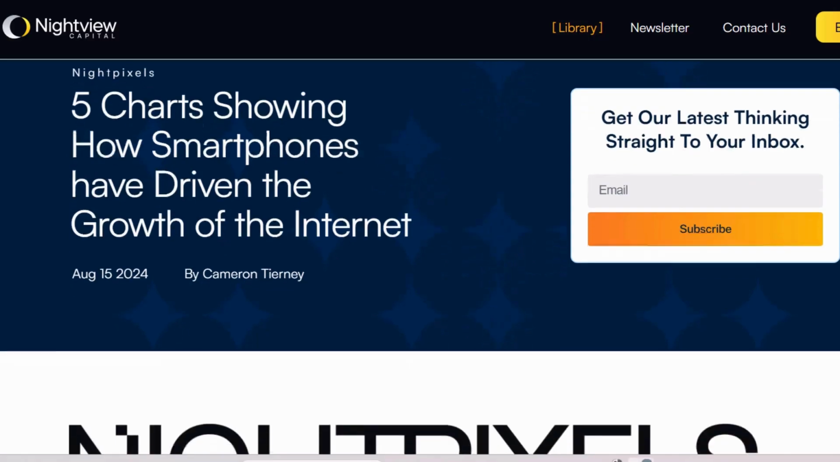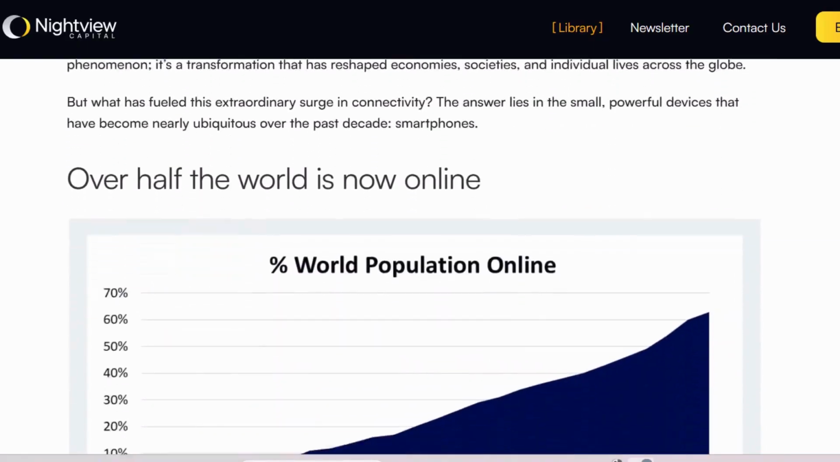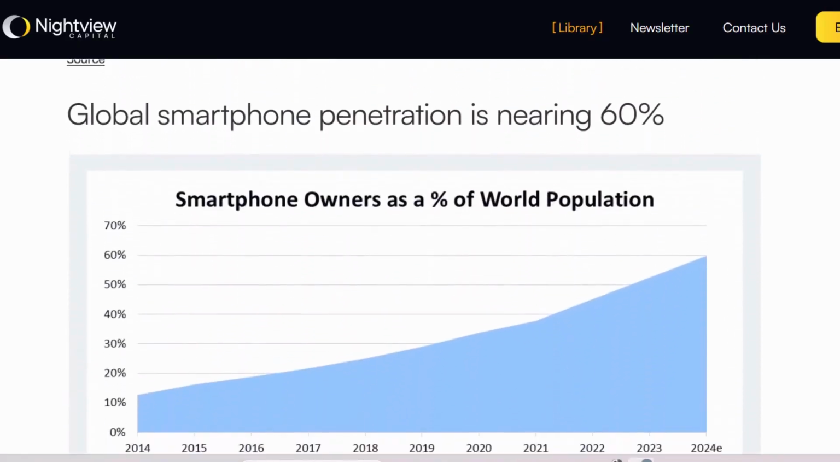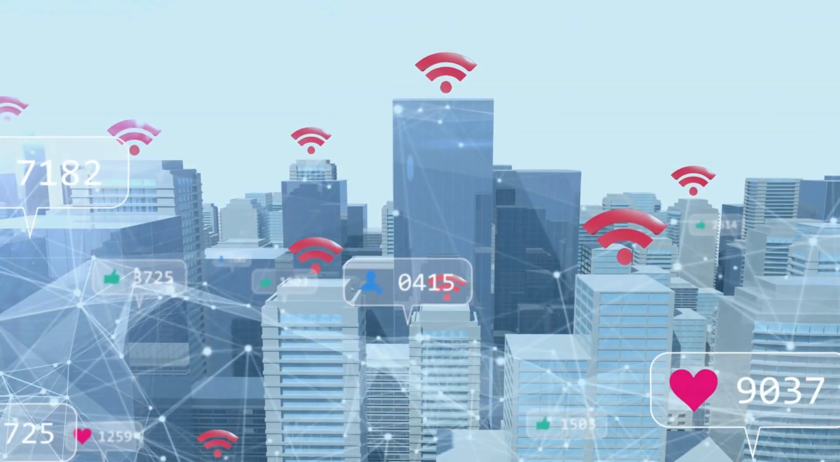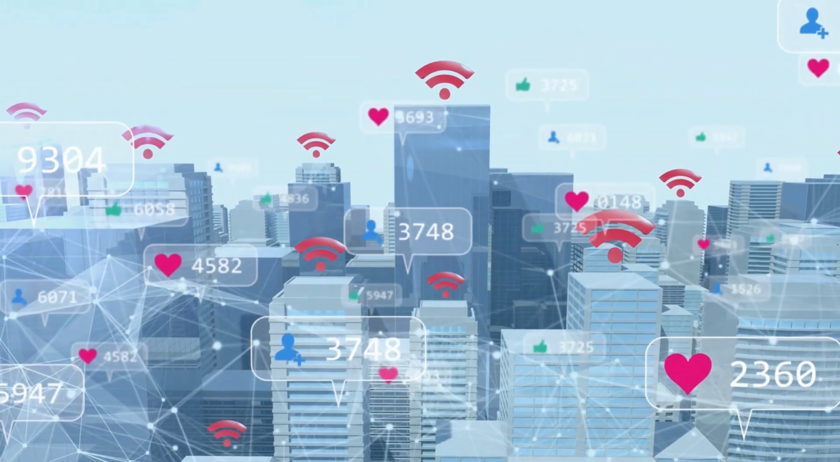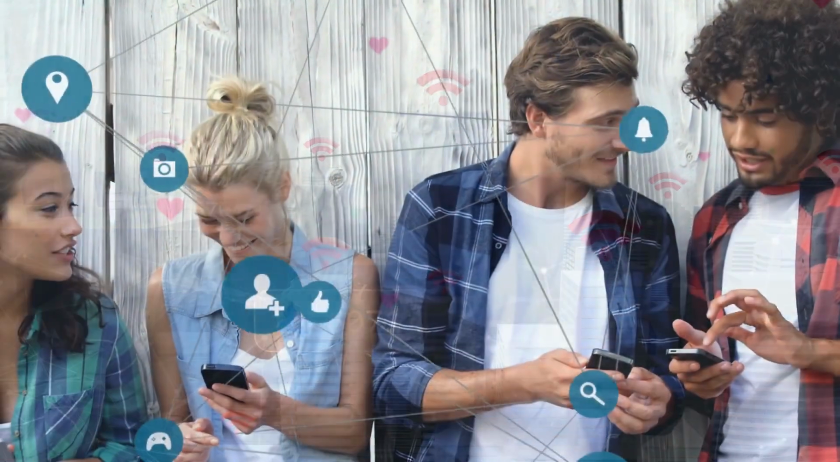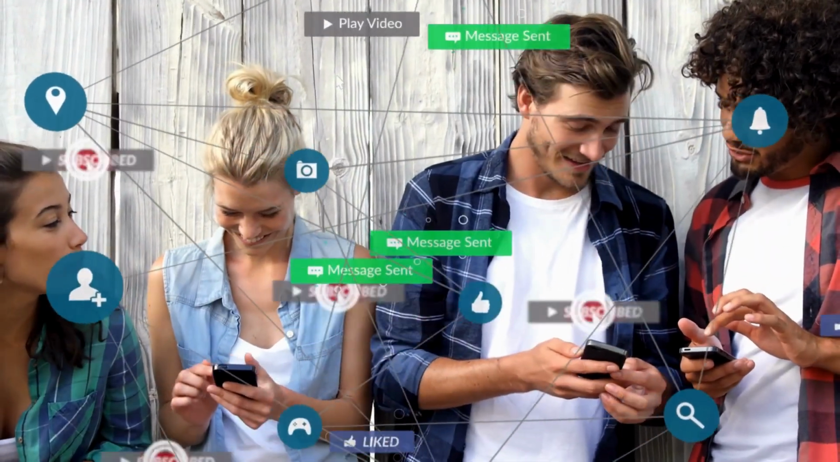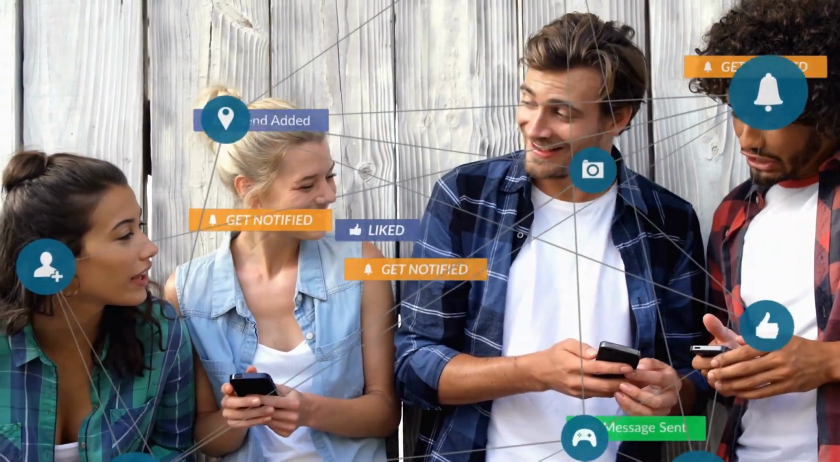According to an article published by Nightview Capital on August 15th, 2024, global smartphone ownership rose from around 12% in 2014 to over 60% by 2024. This surge is no coincidence. The rapid growth of the internet and the widespread adoption of smartphones are closely linked. Smartphones have made the internet more accessible, portable, and user-friendly, connecting millions of people who might otherwise have remained offline.